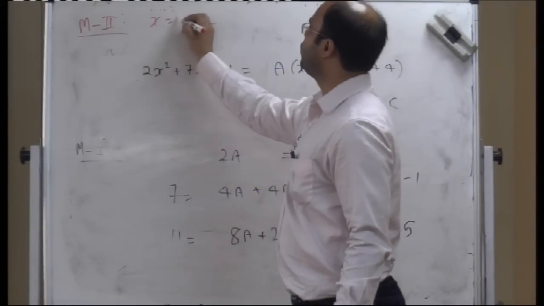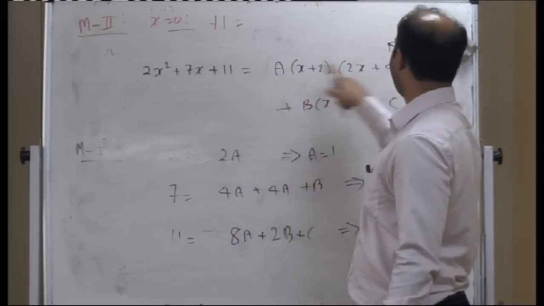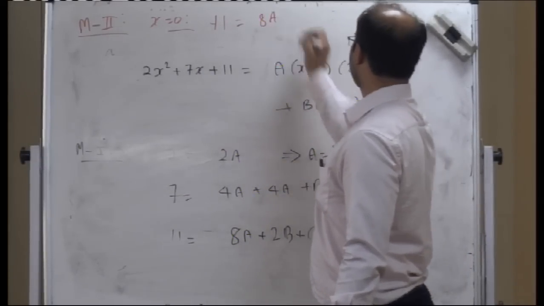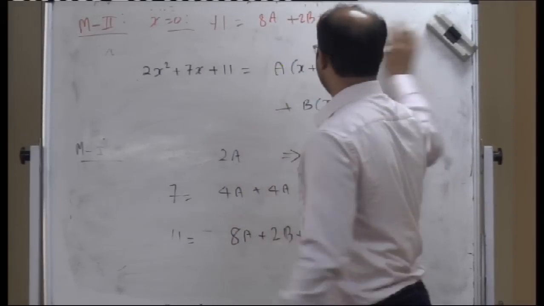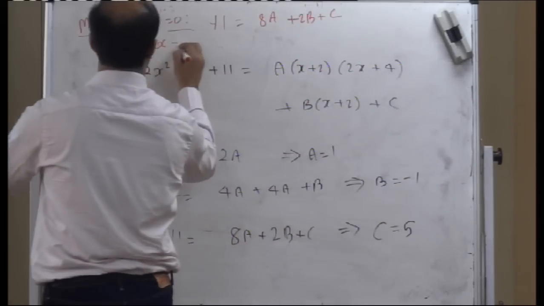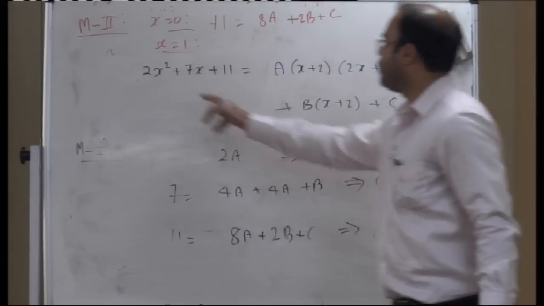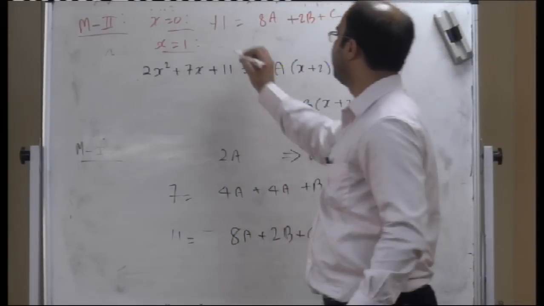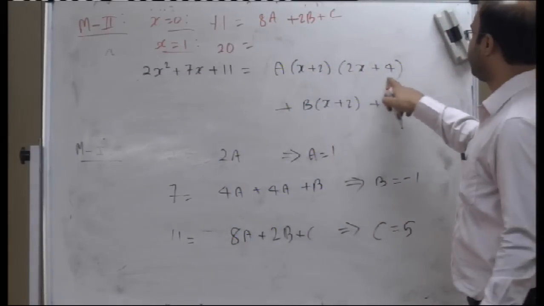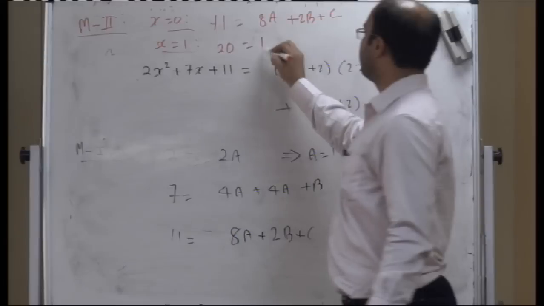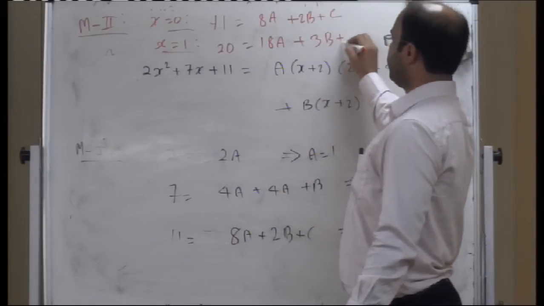When you put x equal to 0, you will get 11 here, and on the other side 2a into 4, that is 8a, plus 2b plus c. This is one equation in a, b, c. Let us take another value, x equal to 1. This would become 2 plus 7, that is 9, plus 11, 20. And here 18a plus 3b plus c. This would be another equation.